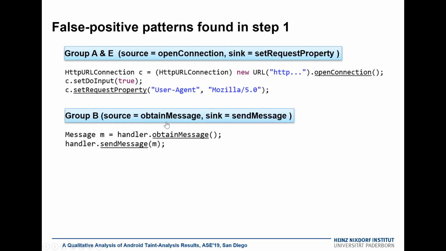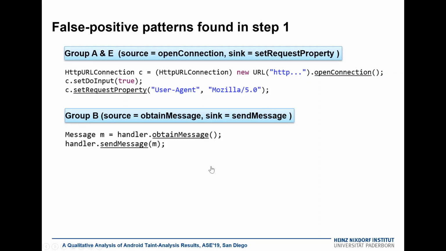Another example is the taint flow from group B. For example, here the source is obtainMessage and the sink is sendMessage. And it turns out that the source obtainMessage is actually a factory method which creates a new empty message instance. It doesn't return sensitive data. So this is also a false positive.